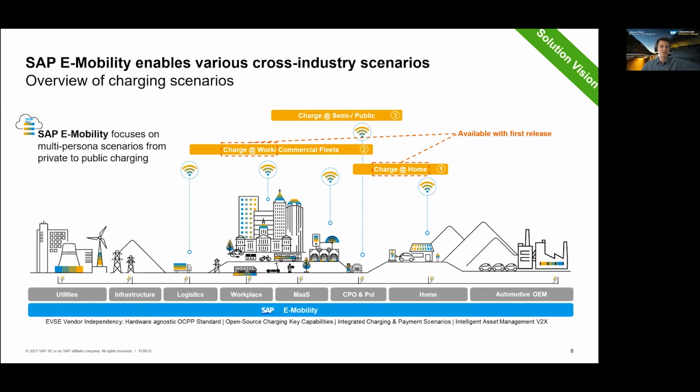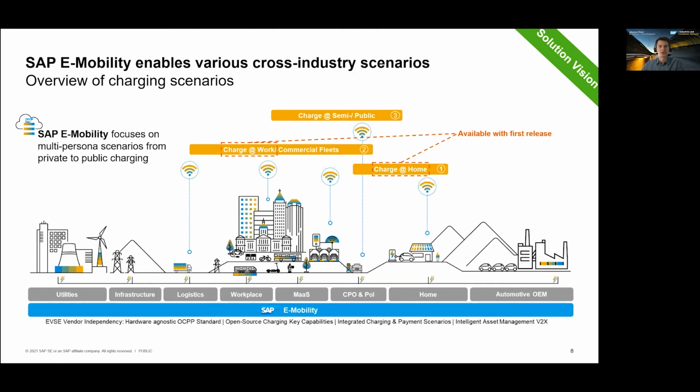SAP E-Mobility is a solution that helps companies to operate electric vehicle charging infrastructures at scale to drive the transition to sustainable and convenient electric mobility. It enables the management of 3 main end-to-end charging scenarios, such as charge at home, charge at work, and charge at public. With our first release, the scenarios charge at home and charge at work are available.